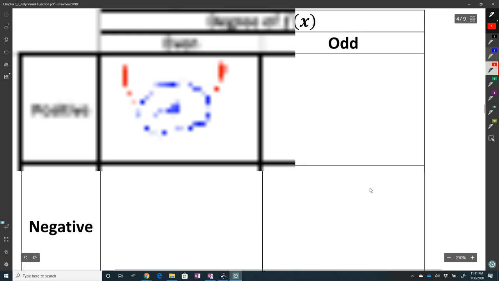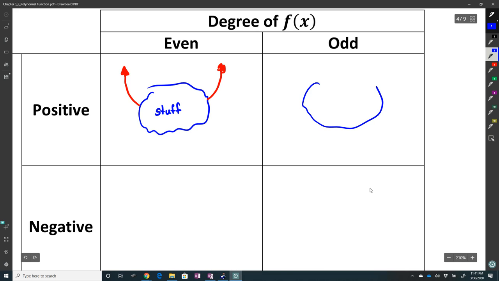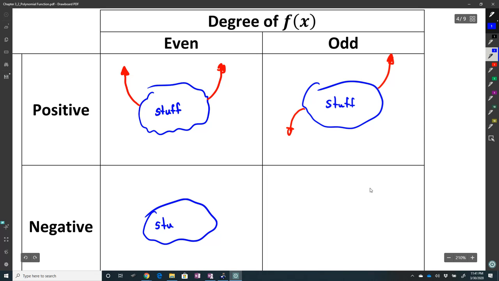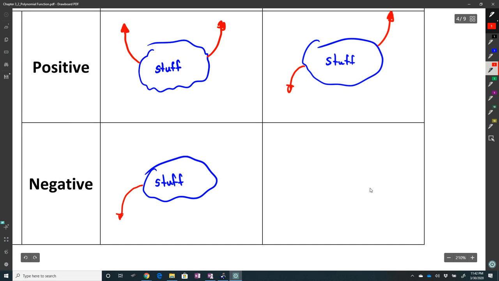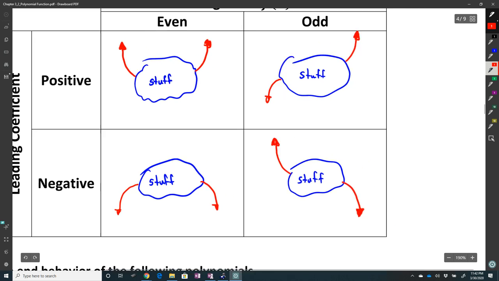Okay? If it's positive and odd, here's the stuff. The graph is going to look like a cubic. Okay? Same thing here. Here we got stuff. If it's negative, all that happens is the parabola flips downward. And again, stuff. And it just flips about the axis. So in this case, it'll be a cubic that looks like that. And so that determines the end behavior.